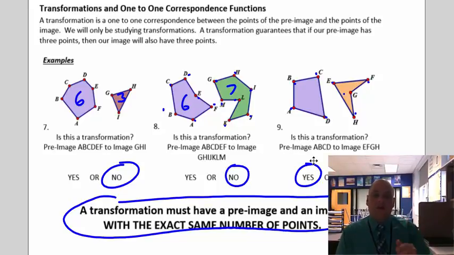All right, so I will see you in class tomorrow to practice the relationship between a function and a transformation, a one-to-one function and a transformation, and determining, is it a mapping, is it a transformation, what is it? All right, so I will see you then.